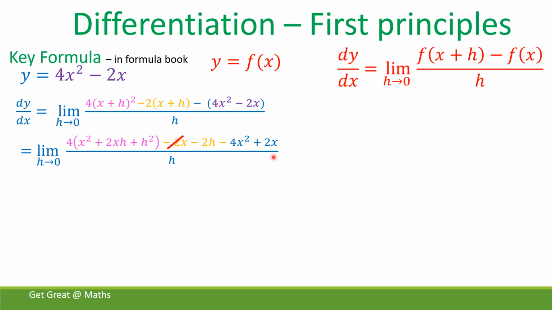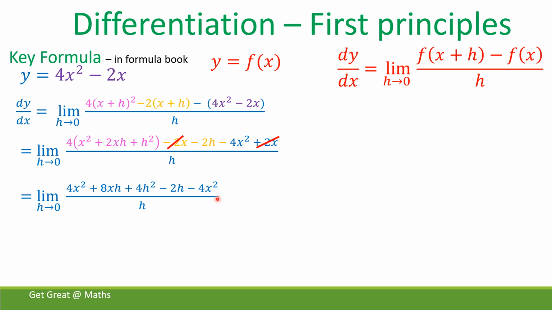Next, we're going to look at cancelling. So I've got a plus 2x and a minus 2x, which will cancel. And I'm just going to expand the brackets here at the front and simplify. So I've got 4 times the x squared gives me 4x squared. The 4 times the 2xh gives me the 8xh. 4 times the h squared gives me 4h squared. The minus 2x and the 2x cancel, leaving me with the minus 2x and the minus 4x squared.